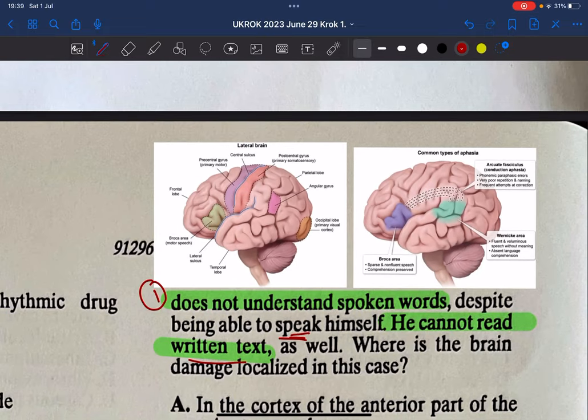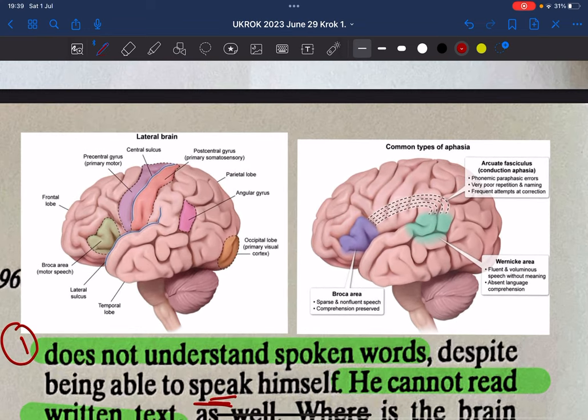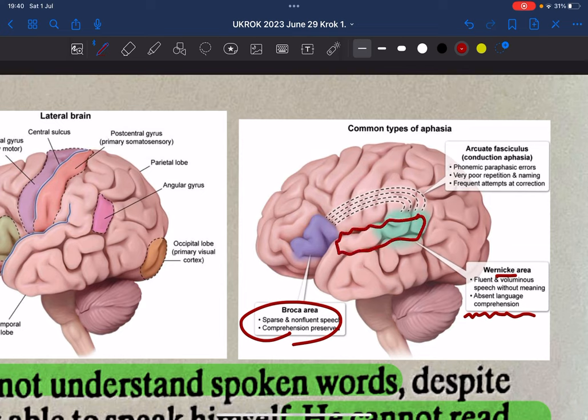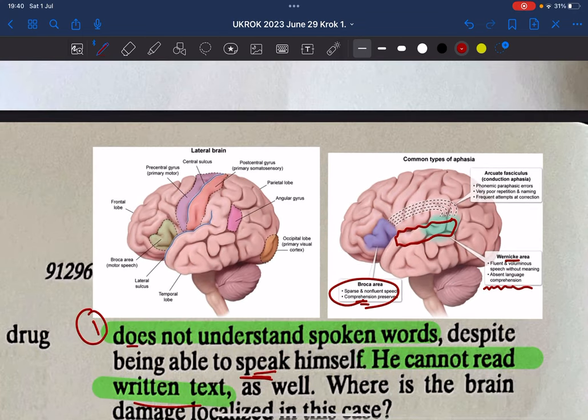So he can speak, but he cannot understand words. For talking, we need to understand what's said to us and talk. To understand the spoken words, this is Wernicke's area, as you can see, the superior temporal gyrus. And to speak, this is Broca's area, the inferior frontal gyrus. So he has a problem understanding spoken words. This is the superior temporal gyrus.